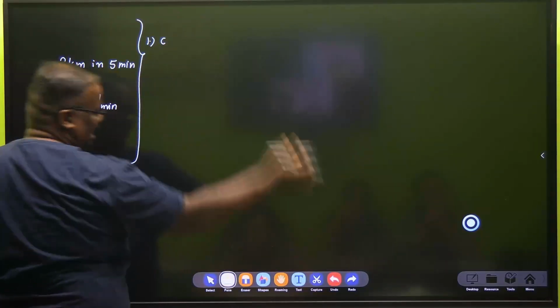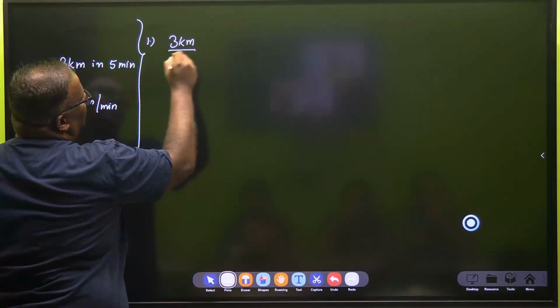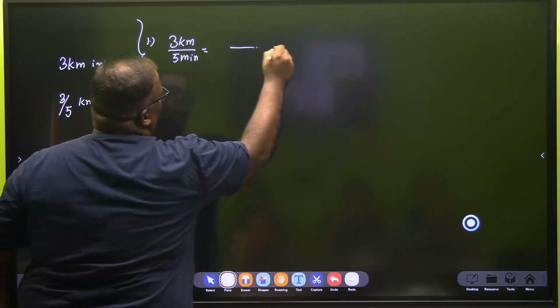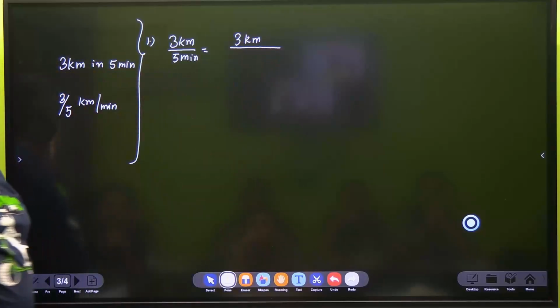3 kilometer every 5 minutes. I have to convert it, so kilometer is already kilometer, so nothing to be done, beta. Isko to aise hi rakh diya.